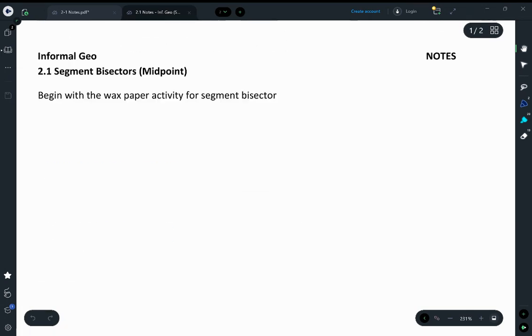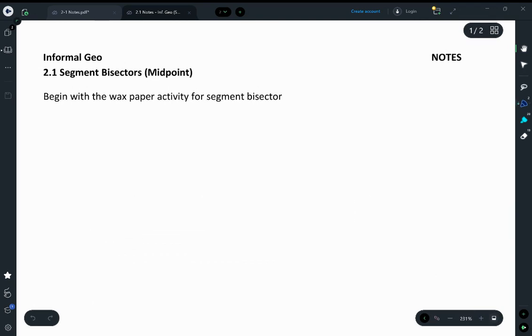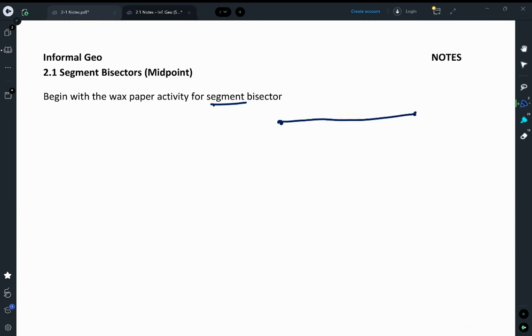But maybe we should talk about what a segment bisector is. So let's think about segment. We know what a segment is. A segment means I've got two endpoints, something like this. Not a very straight line, but you know what I'm trying to draw. And then bisector. If we think of bicycle, we think of the number 2. And then sector to me almost means we're cutting something. So we're basically cutting it in half.